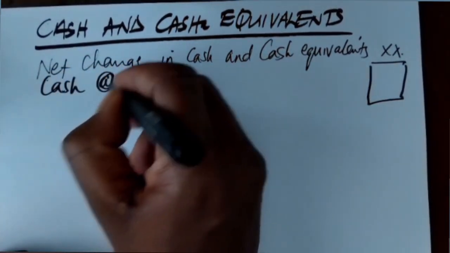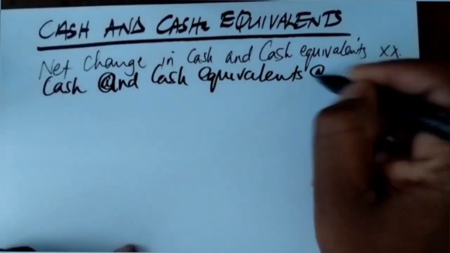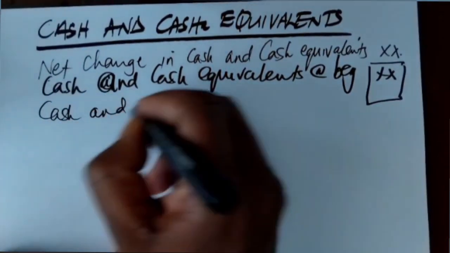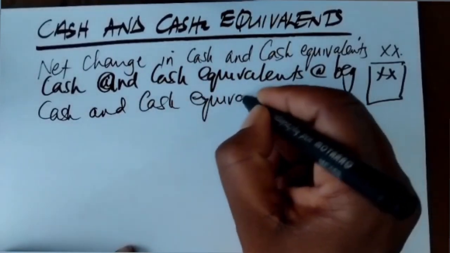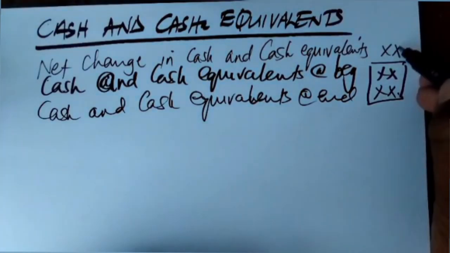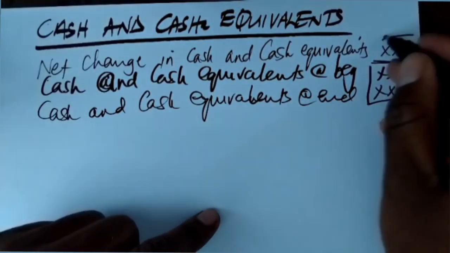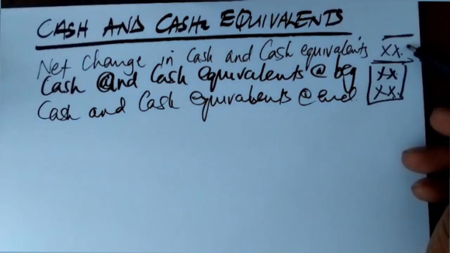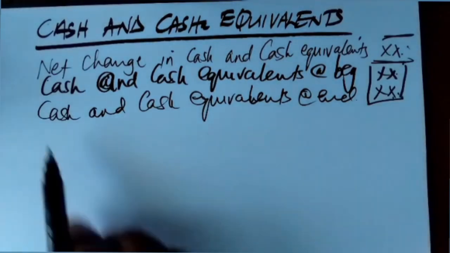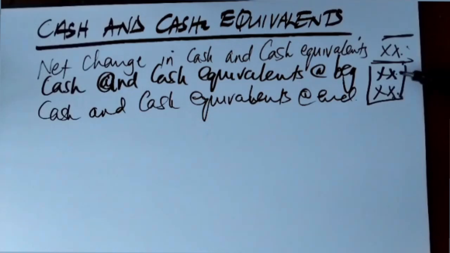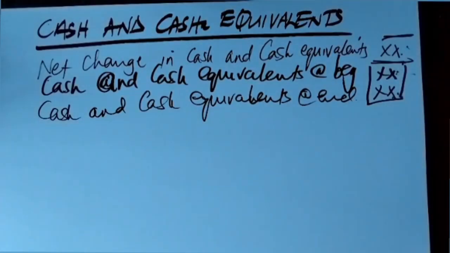We get this figure by looking at cash and cash equivalents at the beginning, then cash and cash equivalents at the end. To get the net change in cash and cash equivalents, you'd normally say cash and cash equivalents at the end minus cash and cash equivalents at the beginning. But I'm going to show you there's a catch.